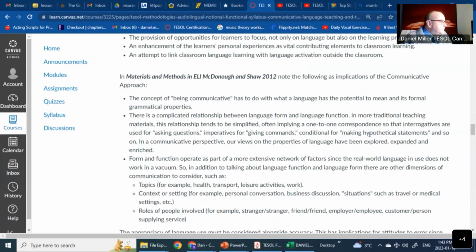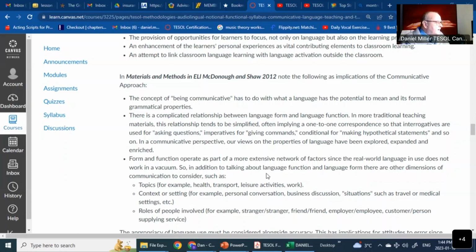In more traditional teaching materials, this relationship tends to be simplified, often implying a one-to-one correspondence so that interrogatives are used for asking questions, imperatives for giving commands, conditionals for making hypothetical statements, and so on. In a communicative perspective, our views on the properties of language have been explored, expanded, and enriched. Form and function operate as part of more extensive networks of factors, since real world language in use does not work in a vacuum.